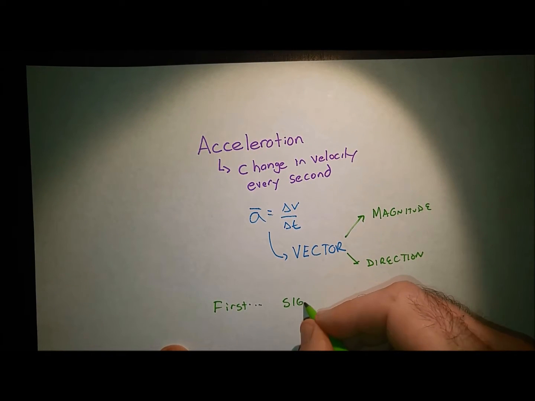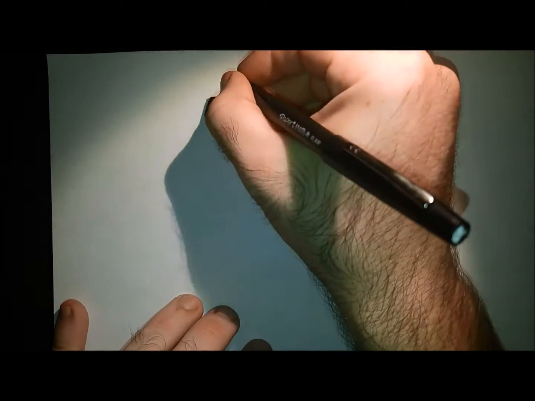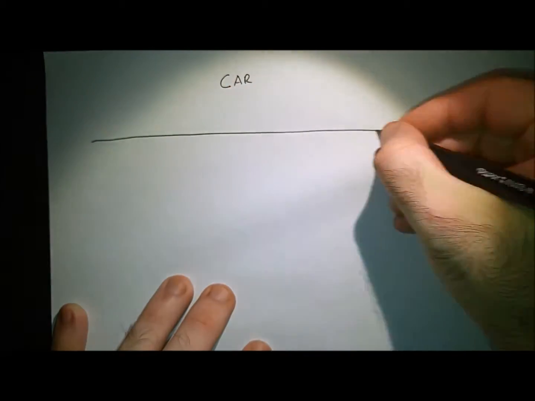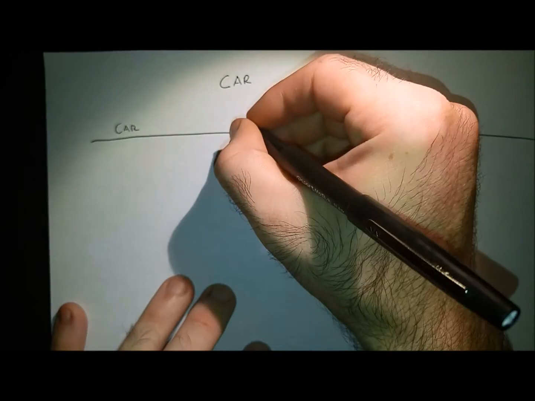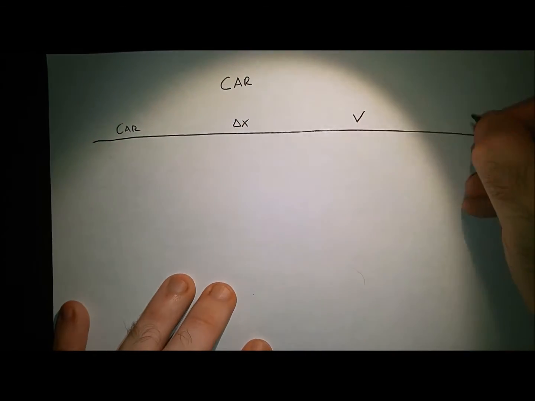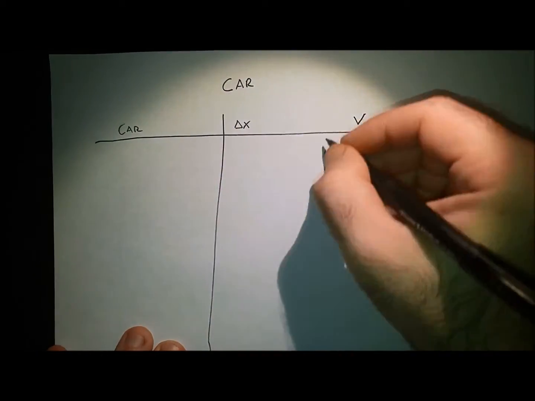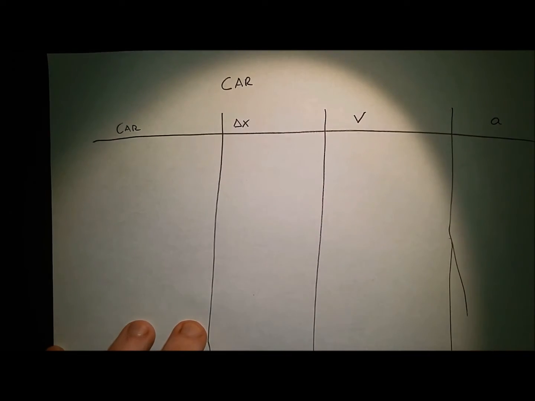But first, let's talk about an example with signs. I'm slowing it down a little bit here because it's pretty important. So let's take a look at a car. There are a couple different scenarios for it. So let's write down the car, the displacement, the velocity, and acceleration, and let's organize ourselves. Yeah, I know I made a little error in that line.